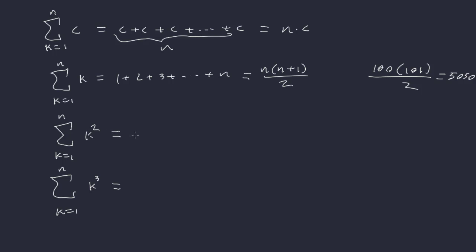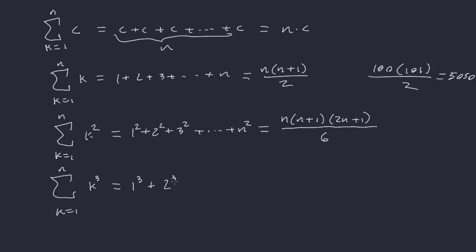Then if we sum up the k squared, so like 1 squared plus 2 squared plus 3 squared, all the way up to plus n squared, the pattern for that one comes up to be n times n plus 1 all times 2n plus 1 all over 6. Okay? And then we have the pattern for k cubed, so that would be summing up 1 cubed plus 2 cubed plus 3 cubed, all the way up to plus n cubed, and that ends up being n squared times n plus 1 all squared all over 4.